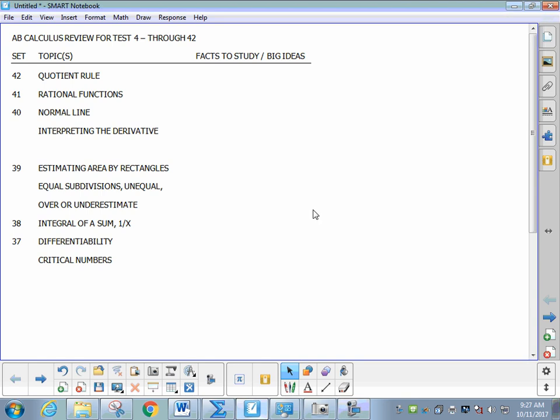Well, let's look at a few things. First of all, let's review a few big ideas before we move on. The quotient rule is on the test, and although most people are fine with the quotient rule part of it, which is when you take the derivative of a function over a function, it's done by a mnemonic.